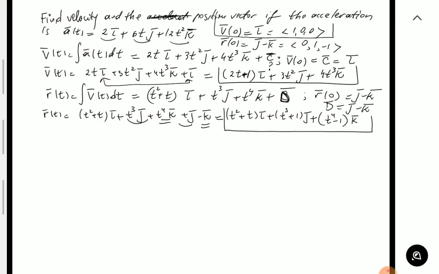So I hope this rings a bell in terms of a technique. You did something like that in calculus 1, with the only exception that you dealt with single variable functions, but the procedure was the same, right? So these are relationships between velocity, position vector, velocity, acceleration.